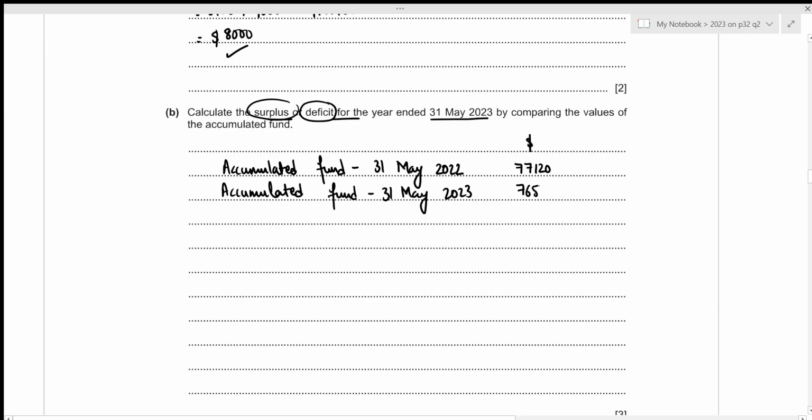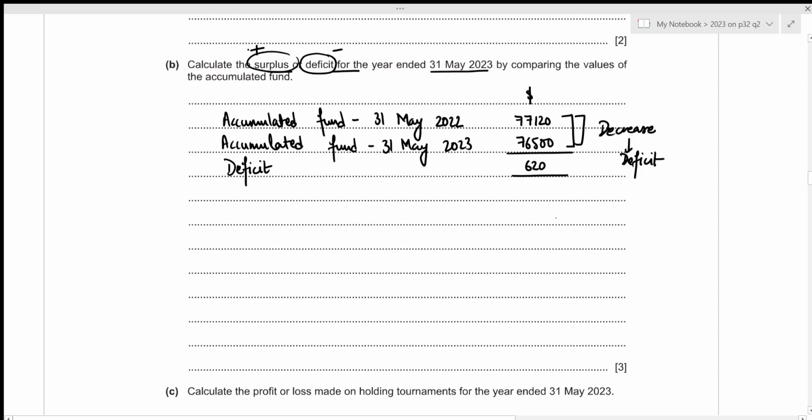That was 76,500. And remember that the increment in the accumulated fund will occur if there is a surplus, because we add the surplus to the opening accumulated fund. But if the accumulated fund is being decreased, it just means that we subtracted some deficit from our opening accumulated fund. And in this case, we can see that the opening value is greater than the closing value, so there has been a decrease. And this decrease is caused by a deficit. Okay, so we can easily see that there has been a deficit for this year. And the value for the deficit will be the difference between these two values. So that's 77,120 minus 76,500, which results in 620. This concludes the second part. Let's move towards the third one.